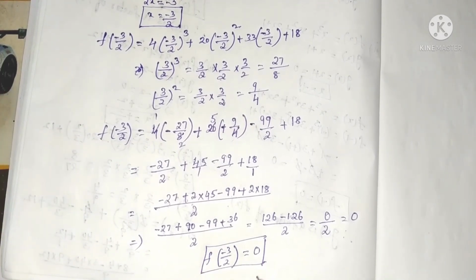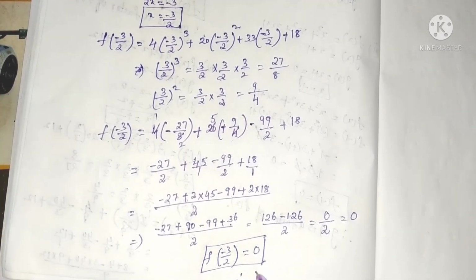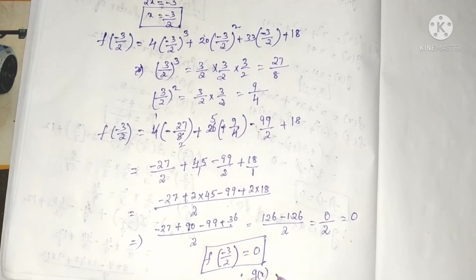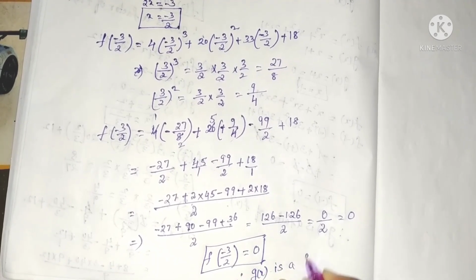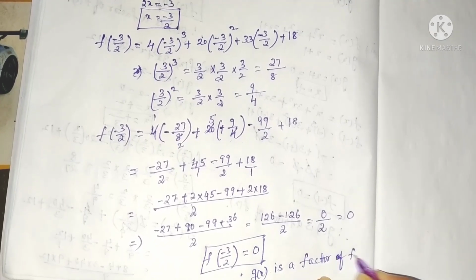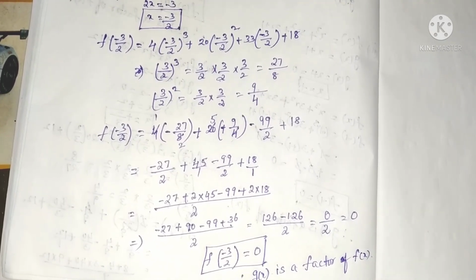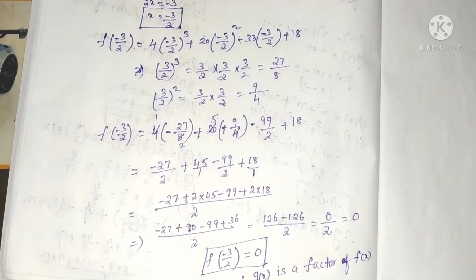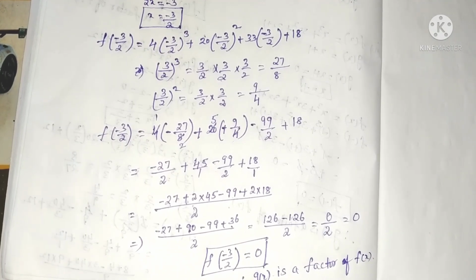So what we have to write? So therefore g of x is a factor of f of x. That's it. So in this way, very easily you can solve these problems by using factor theorem.